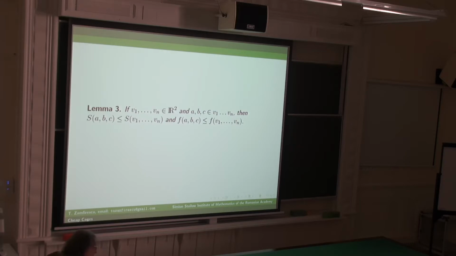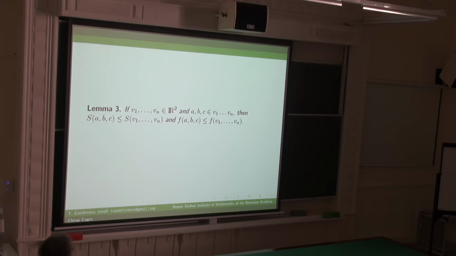But we have to investigate a little the function f. And also, I don't know how well known this is, but if you have endpoints in the plane, and you have 3 points in their convex hull, then S of ABC, the length of the Steiner tree defined by ABC, is smaller or equal to S of V1, Vn.